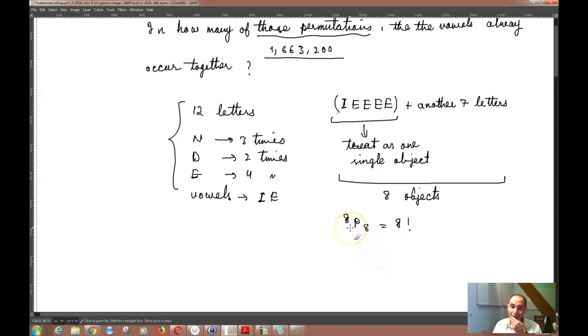Now, in these objects, we said that the E's repeat themselves, but since they are treated as just one single object for now, I'm not concerned about E repeating itself 4 times. That's not a problem right now. But D and N repeat themselves, one of them 3 times, one of them 2 times, meaning that N occurs 3 times, D occurs 2 times.